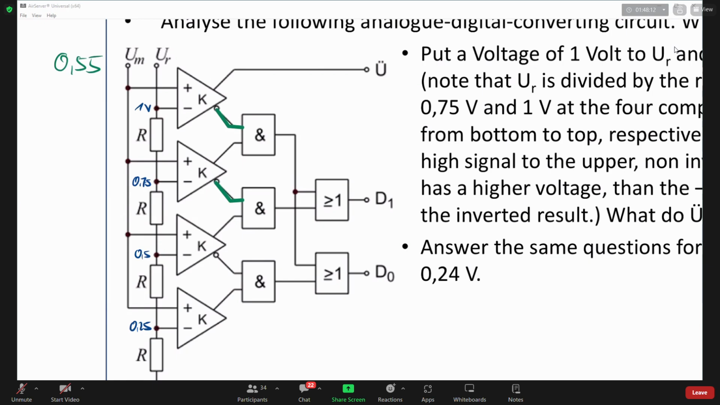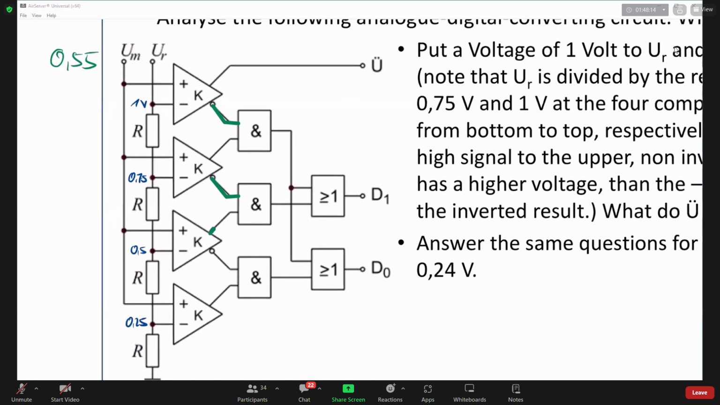0.55 is larger than 0.5. Therefore, that one is getting true. And 0.55 is larger than 0.25. Therefore, that path is getting true. Now you have a 1 here, and that's it. So you have 1, 0 at the output.